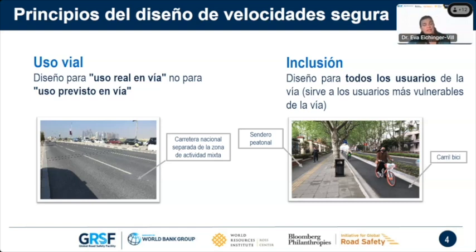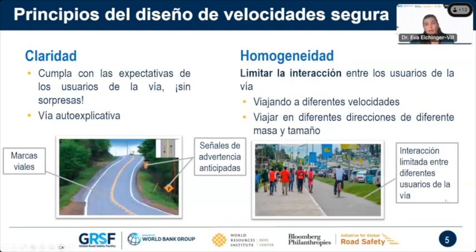If we get to the next slide, we see another two principles. One that's extremely important, in my opinion, is clarity. We as designers need to meet road users' expectations. There is one thing that road users, including myself, don't like, and this is being surprised while being on the road, while driving, while walking, while being on our bikes. This is horrible to experience surprises.